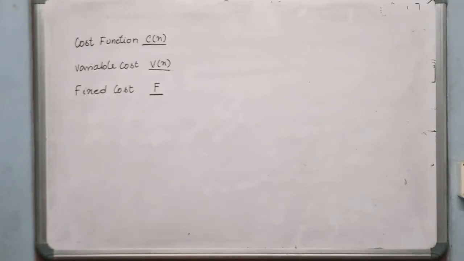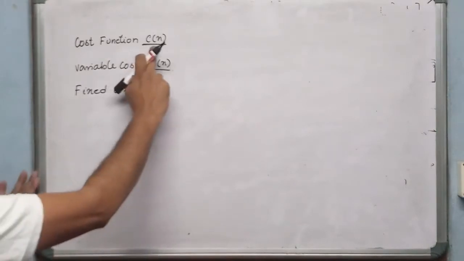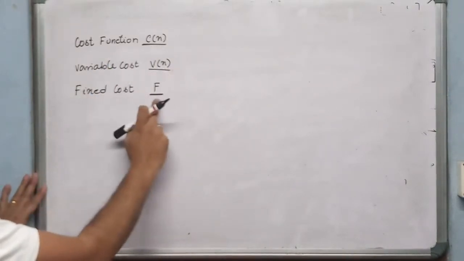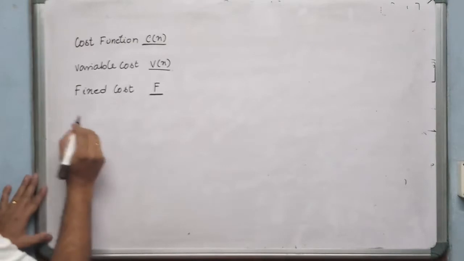Now to do this chapter, dear student, you have to be familiar with the cost function, variable cost and the fixed cost. The cost function is represented by C(x), variable cost is V(x), and the fixed cost is F. Now what is cost, what is variable cost, and what is fixed cost, that you have to understand.